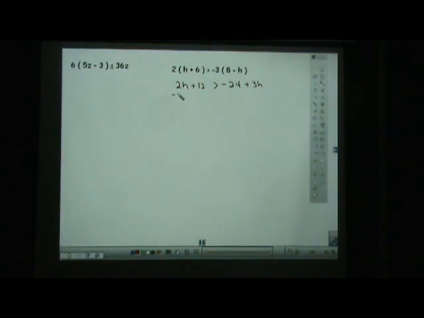Alright, I'm going to subtract the 2h from both sides. So I'm going to have 12 is greater than -24 plus h. And then I'm going to add 24 to both sides. So then I'm going to have 36 is greater than h.